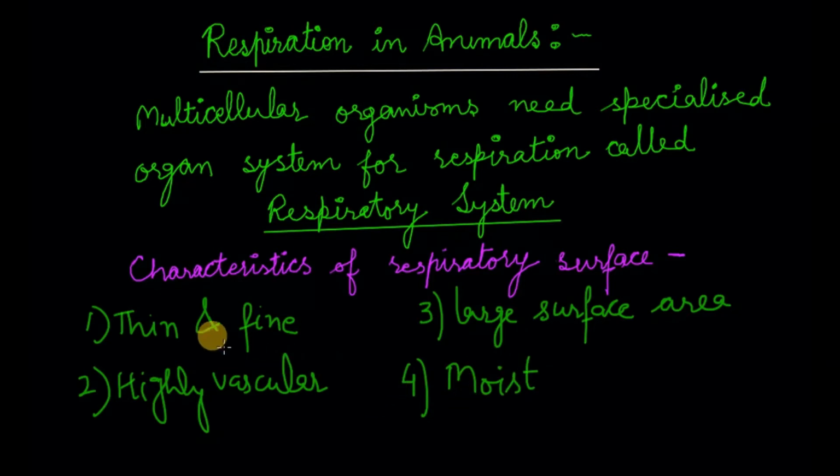So these are the four desirable characteristics which should be present in a good respiratory surface. It should be thin and fine, highly vascular, have a large surface area, and be moist.